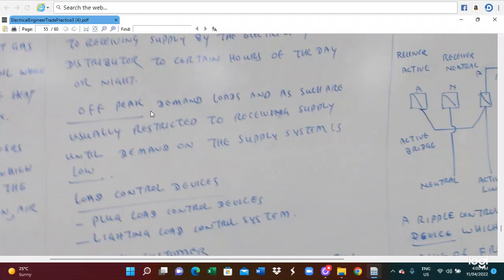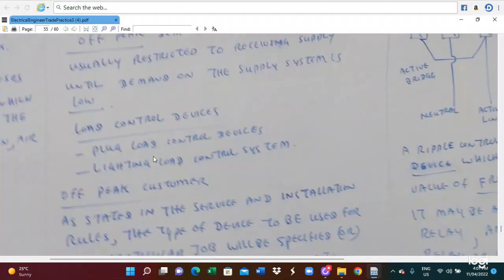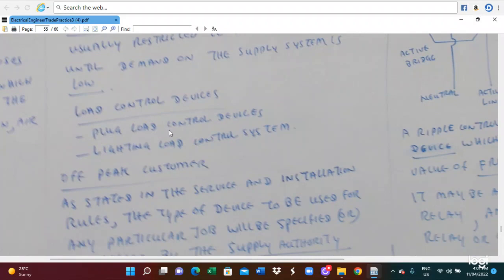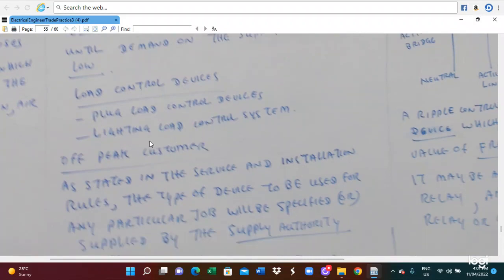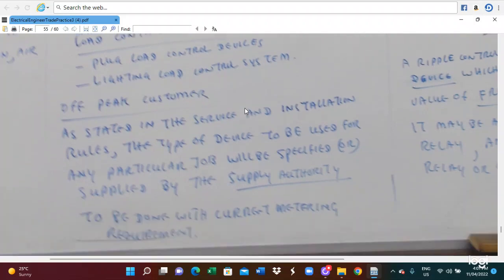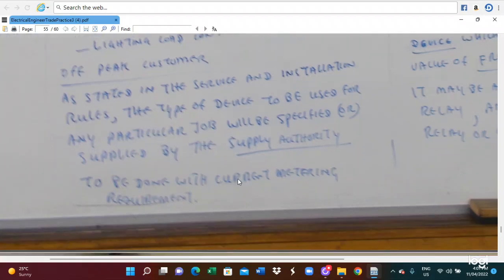Off-peak demand loads are usually restricted to receiving the supply when the demand on the supply system is low. So load control devices are the plug-in control devices and the lighting load control system. Off-peak customers are estimated in the installation. The type of device to be used for any particular job will be specified by the supply authority, to be done with the current metering requirement.